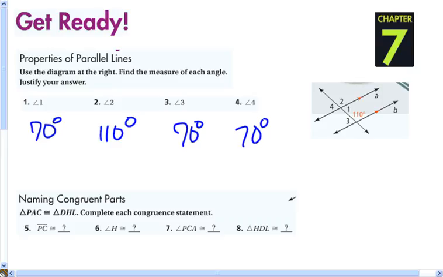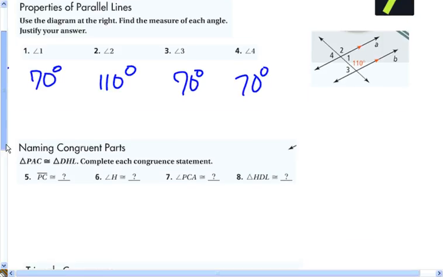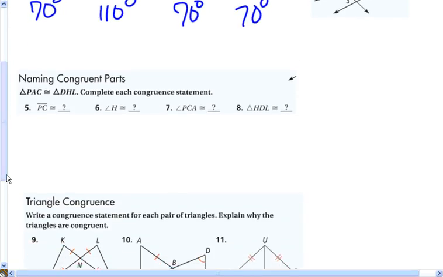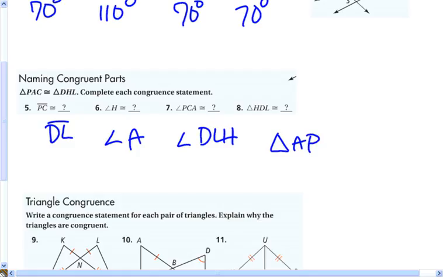All right, naming congruent parts. Triangle PAC is congruent to triangle DHL, complete congruent statements. PC would be congruent to segment DL. Angle H would be congruent to angle A. Angle PCA would be congruent to angle DLH. Triangle HDL would be congruent to triangle APC.